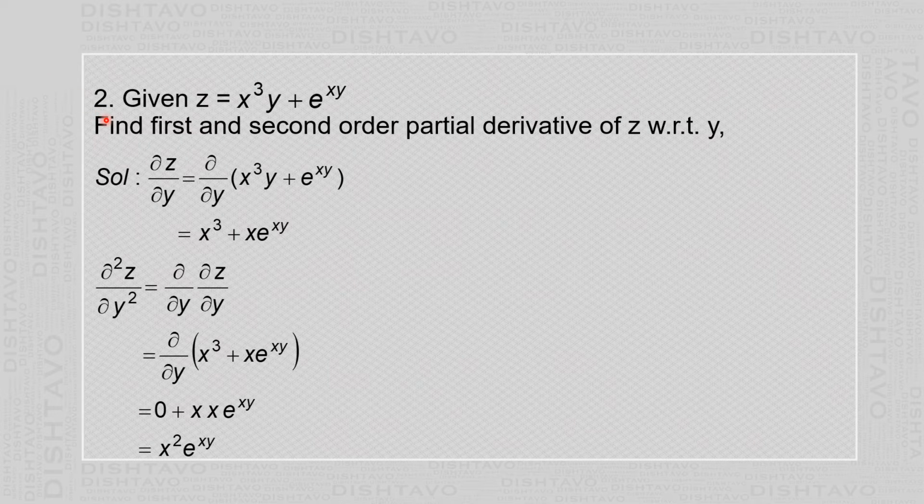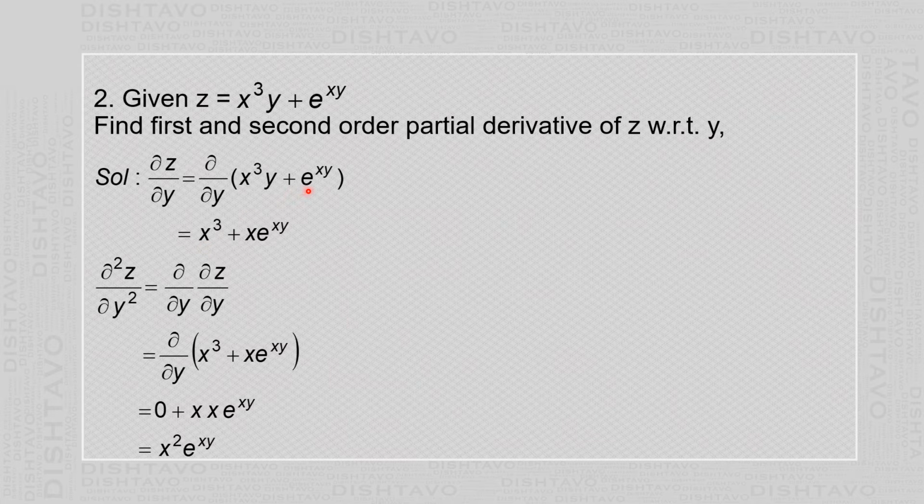Now in this example, you are given a function z, which is a function of the independent variables x and y. So z equal to x cube y plus e raised to xy. Let us find the first and second order partial derivative of z with respect to y. So dou z by dou y, that is dou by dou y of x cube y plus e raised to xy. When you differentiate the first term x cube y, x cube is constant, the derivative of y with respect to y is 1, so you get x cube.